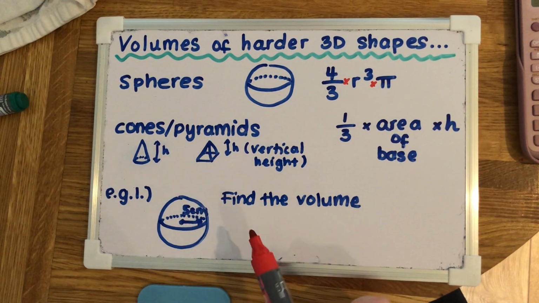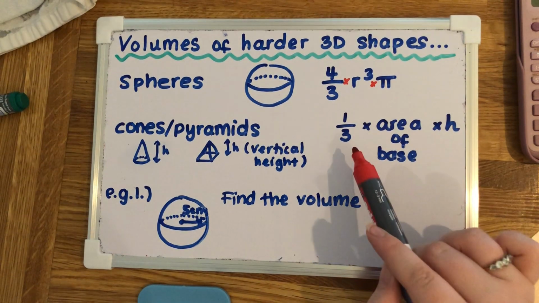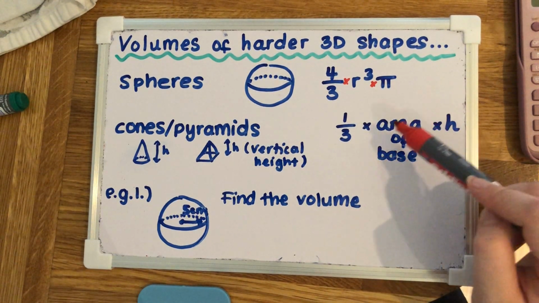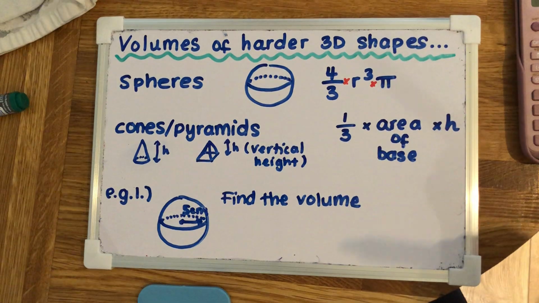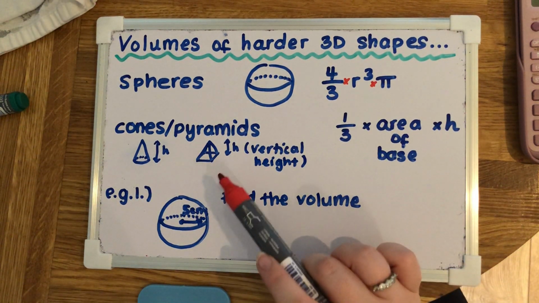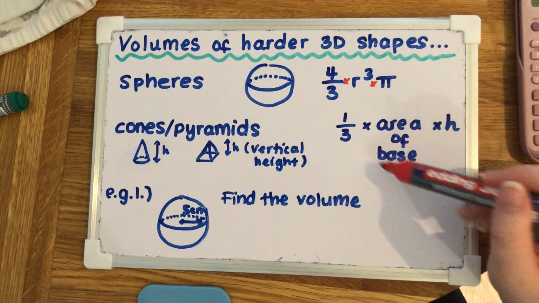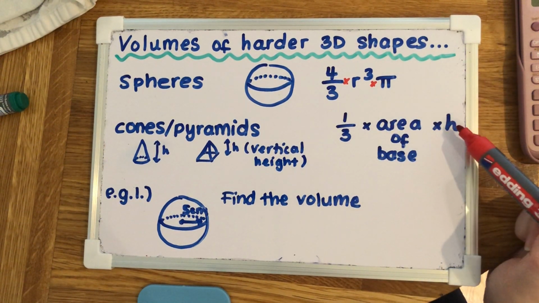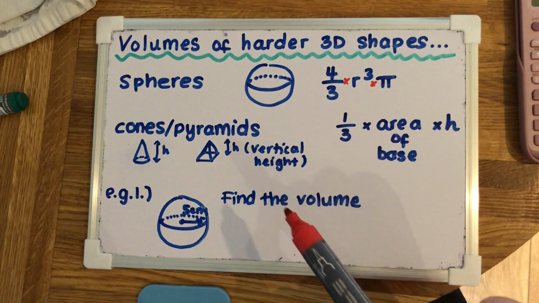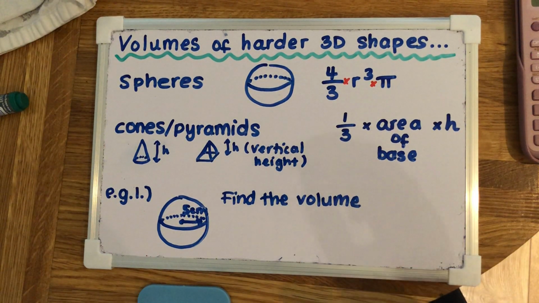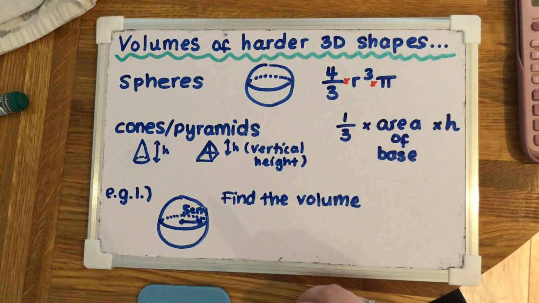The cones and pyramids, you can use the same formula. So we do 1/3 of the area of the base. If it's a cone, it'll be a circle, and if it's a pyramid, it'll either be a square or a rectangle. So you'd find the area of that and you times by h. Now h is the vertical height, so that would be the height from the middle of the base up to where the point is.